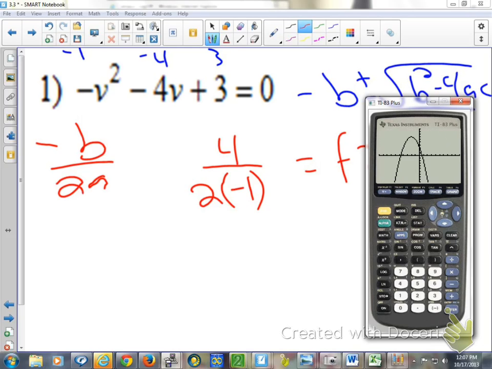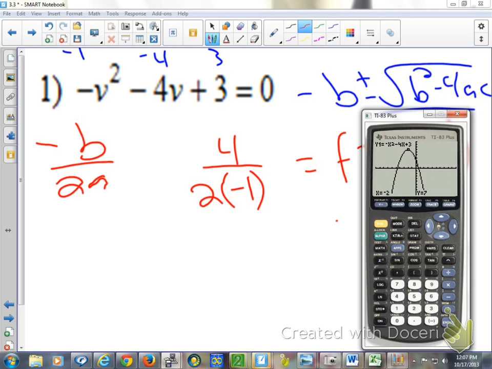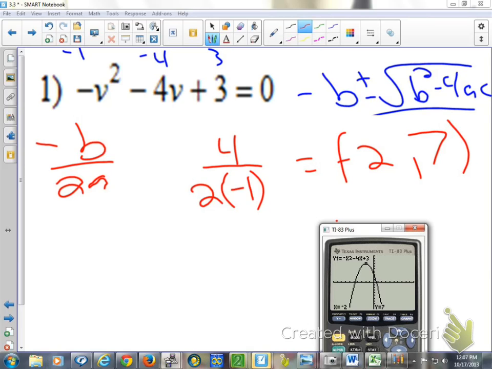Now, we found the x value, what was it, negative 2? And you can see, at negative 2, sure enough, that's the vertex. But we need to know the y value. The calculator will tell you any value that you want. Just hit trace, and ask, what's the y value at negative 2? The y value is 7. You can just trace the x value that you got, and it'll give you the y value.